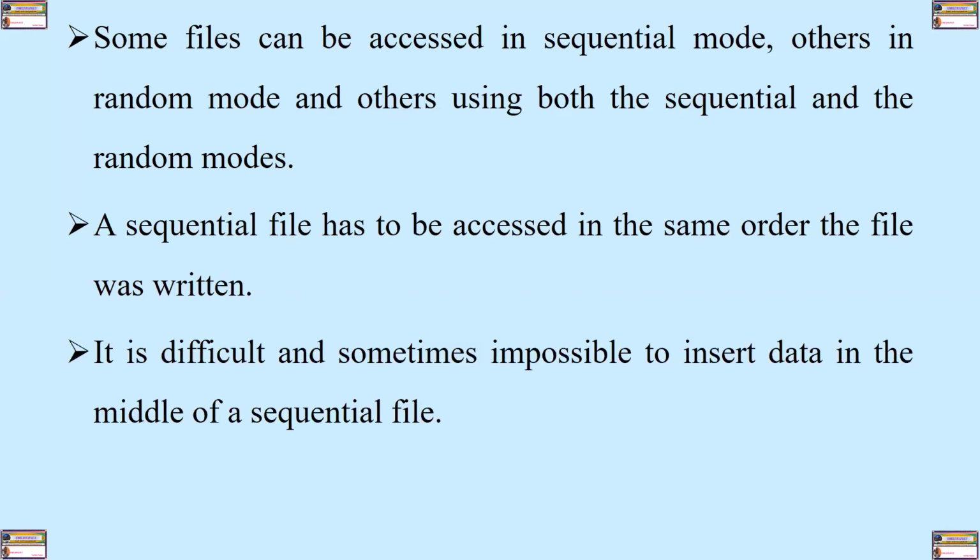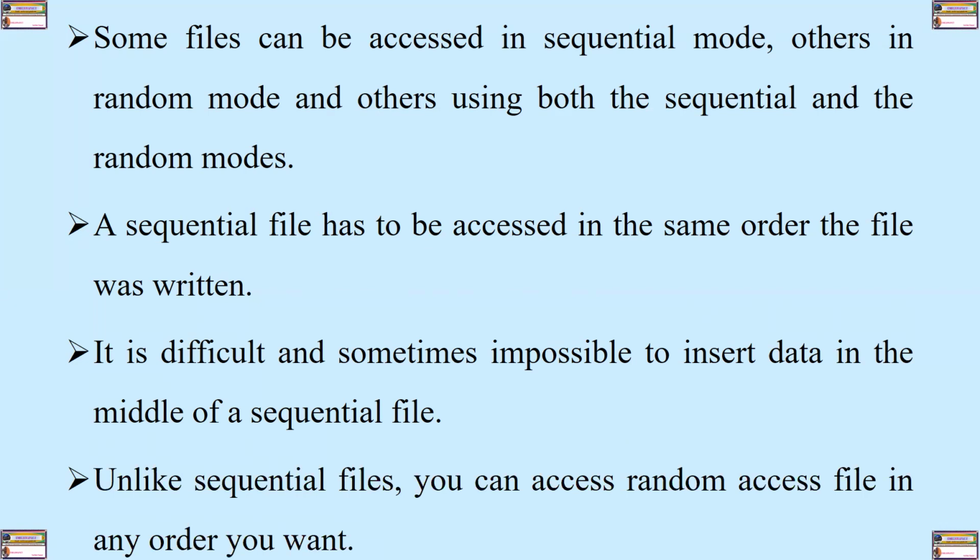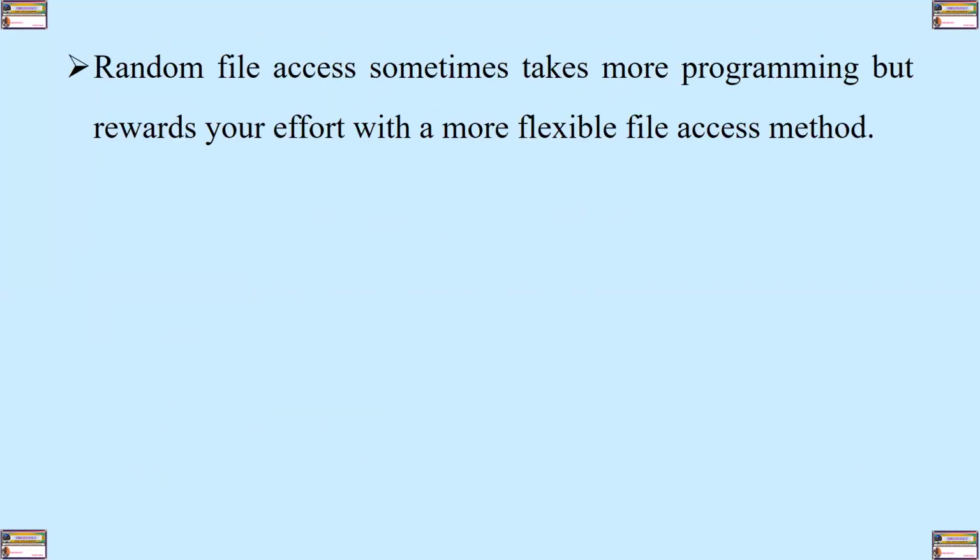It is difficult and sometimes impossible to insert data in the middle of a sequential file, but for random files, it is possible. Unlike sequential files, you can access random access files in any order that you want. Random file access sometimes takes more programming, but rewards your effort with a more flexible file access method, which we are calling the random access method.